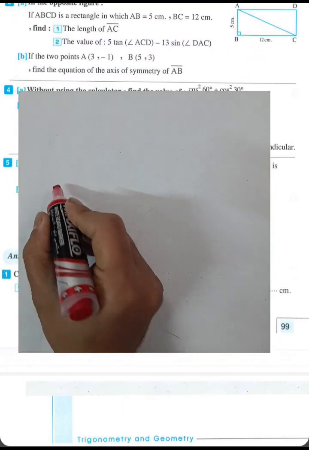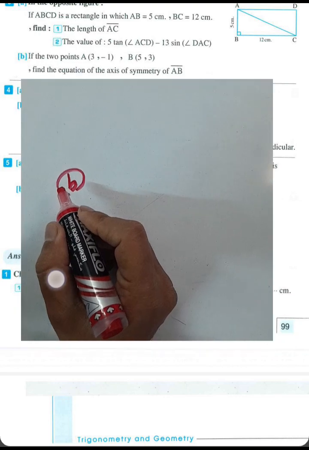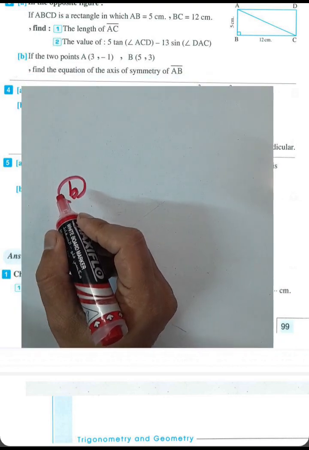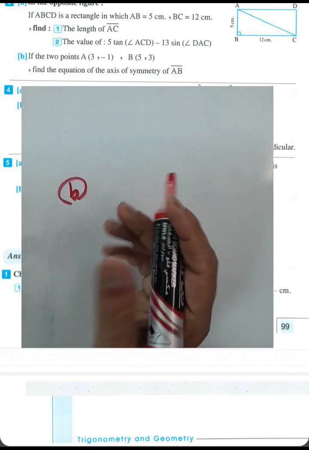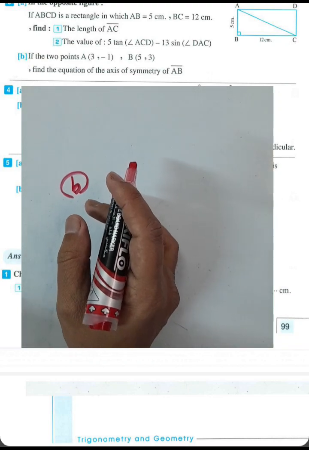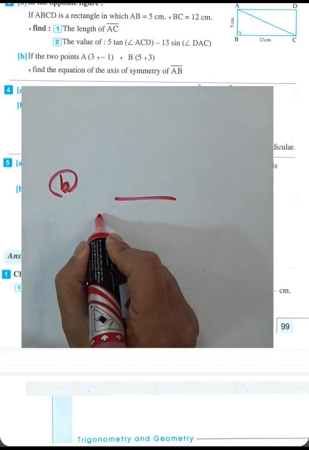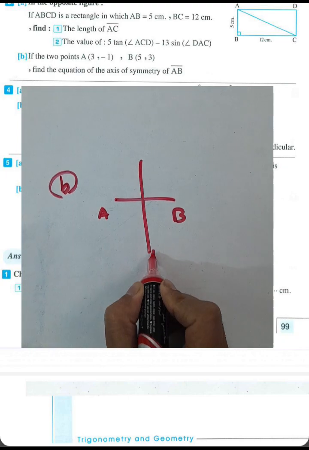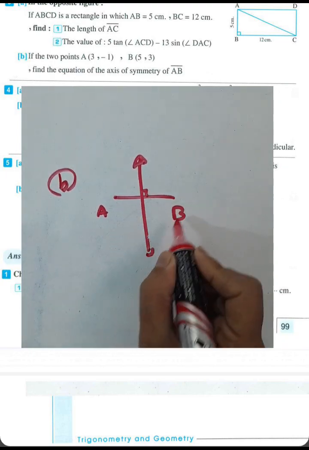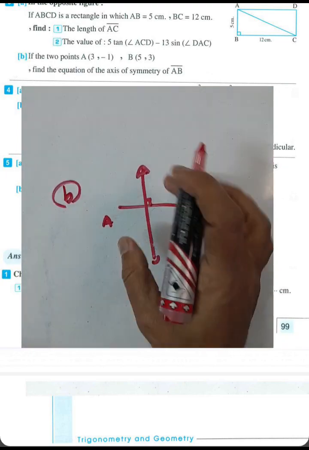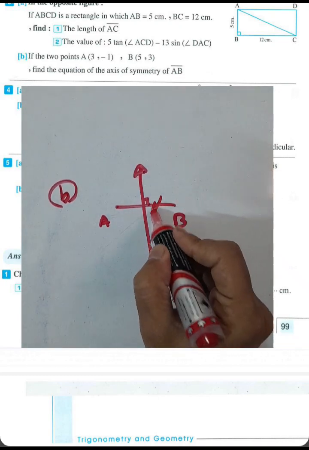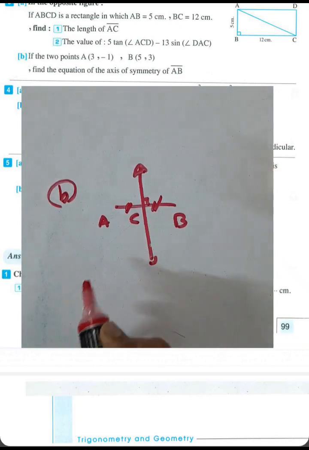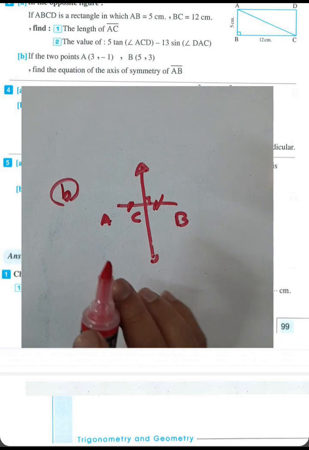Okay, we have the next question here, letter B in question number 3. Given the 2 points A and B, we have to find the equation of the axis of symmetry of AB. We have line segment AB here, and we want the equation of the line of symmetry of AB. It means this straight line is perpendicular to AB at the midpoint. I will call this point C, and C lies in the middle.